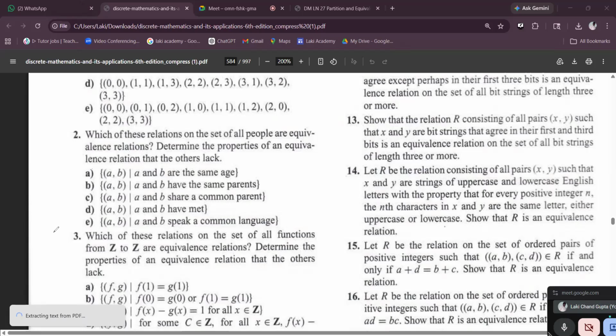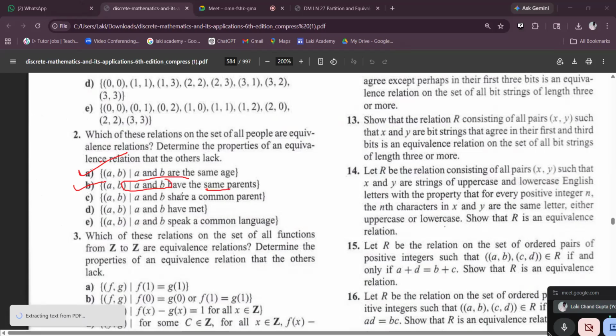Yes, it can be. The first is an equivalence relation, because it satisfies all the properties. This is also equivalent, because same parent means what? They have the same child, right?